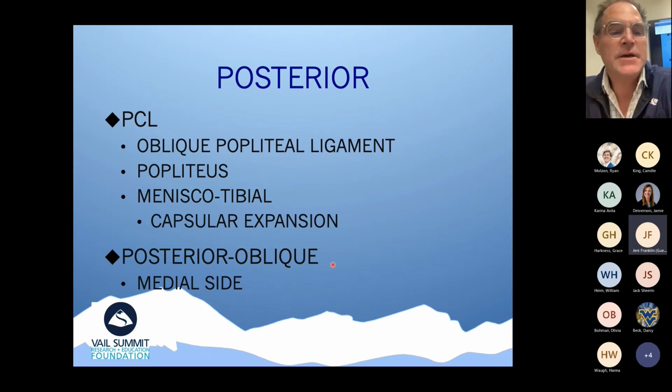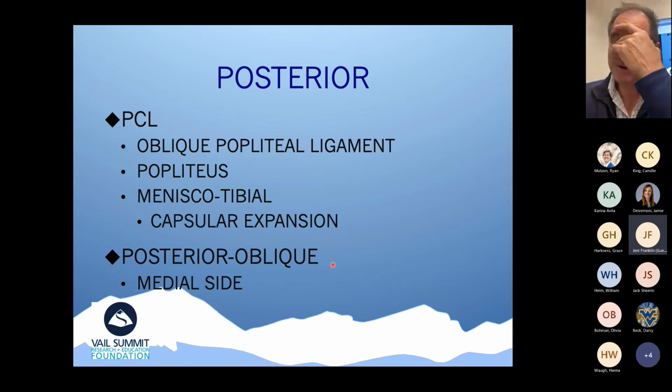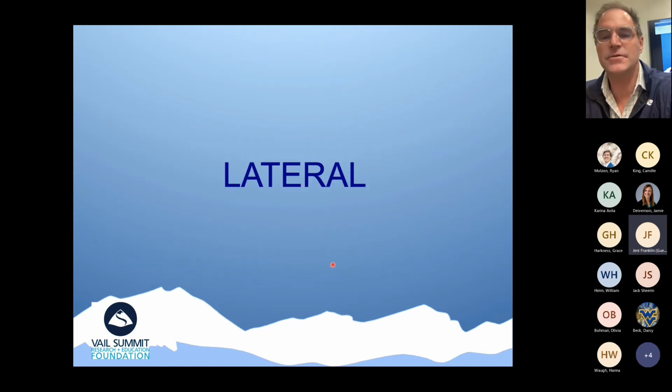So PCL is the oblique popliteal ligament, the popliteus, the meniscotibial capsular expansion, and then the posterior oblique on the medial side. Lateral side is a lot more complicated, which is interesting, because it really doesn't make a ton of sense why that would be more complicated, because we're all born a little bit valgus and it's much more common to injure the medial side than the lateral side because of the way our anatomy is put together. And if you're going to rotate, or twist, or get hit from the side, you're going to rip up the medial side more than the lateral side. But there's a lot more different structures in the lateral side.